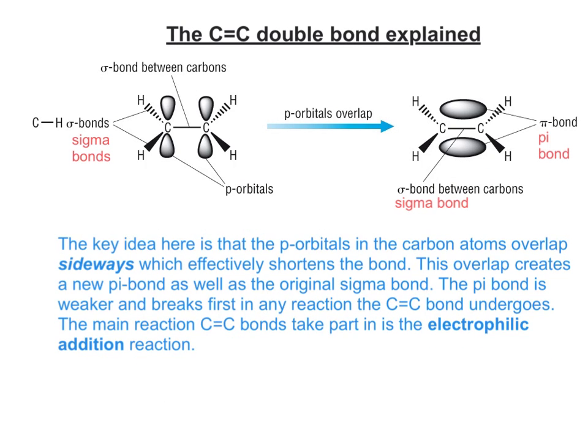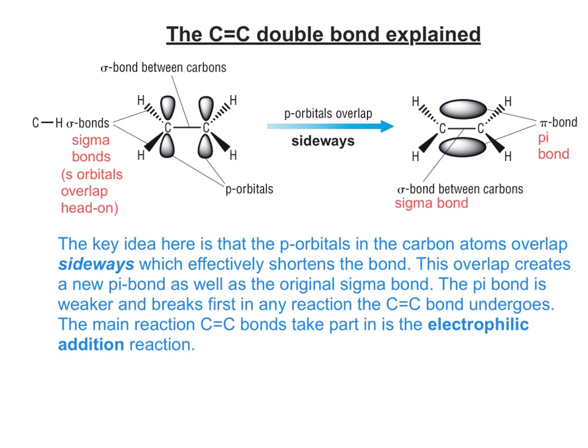Okay, so it's a fairly straightforward idea. You get the carbon atoms that have p orbitals above and below them. This allows the p orbitals to overlap, and as they overlap sideways, it's very important you say that there's a sideways overlap, and that creates a pi bond as well as a sigma bond. So the pi bond is one part of the double bond, the sigma bond is the other part. So a sigma bond is effectively the same as a normal single bond.